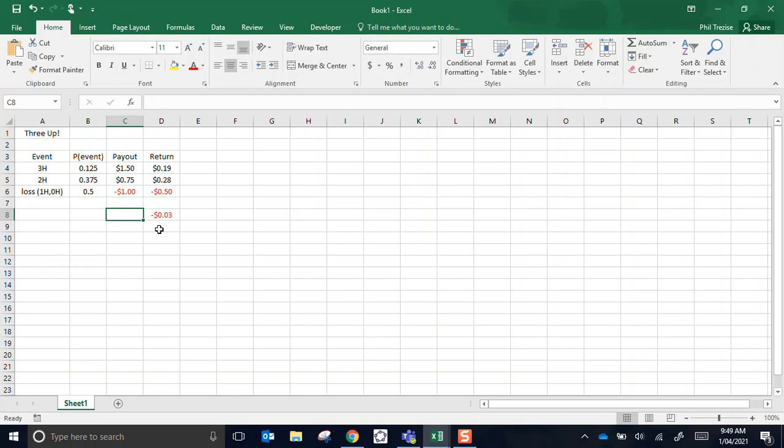In other words, so this is the player loss. In other words, the casino profit. And let's just format that to read like that. Now, what about the house edge?